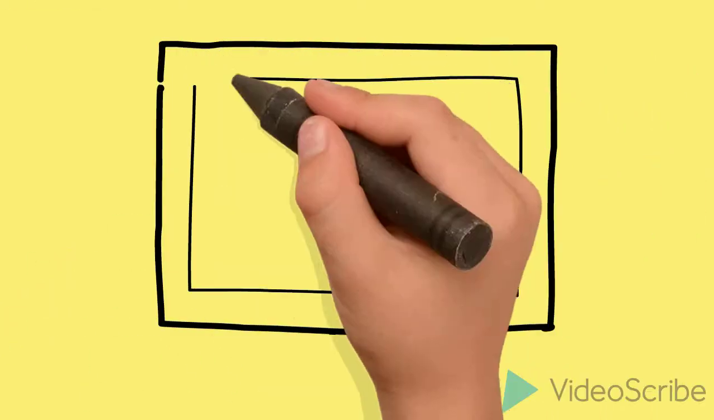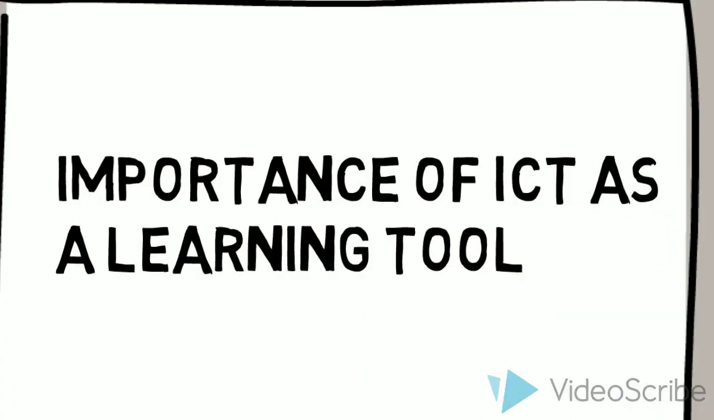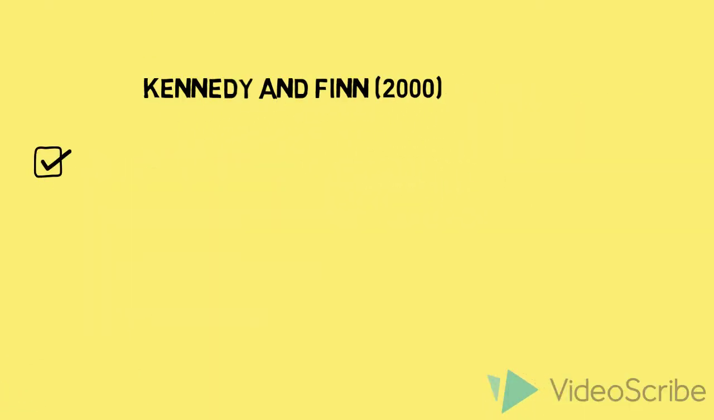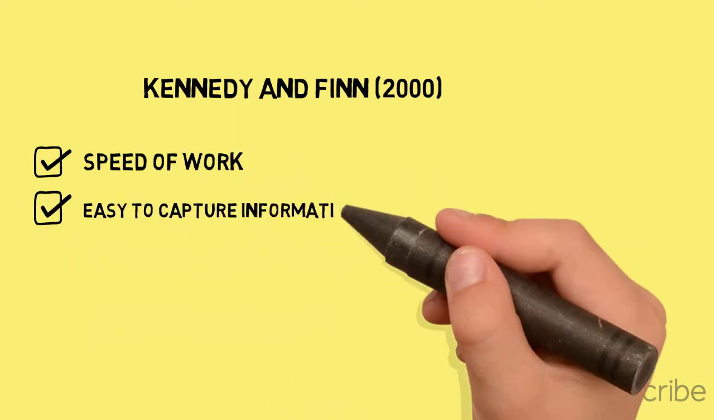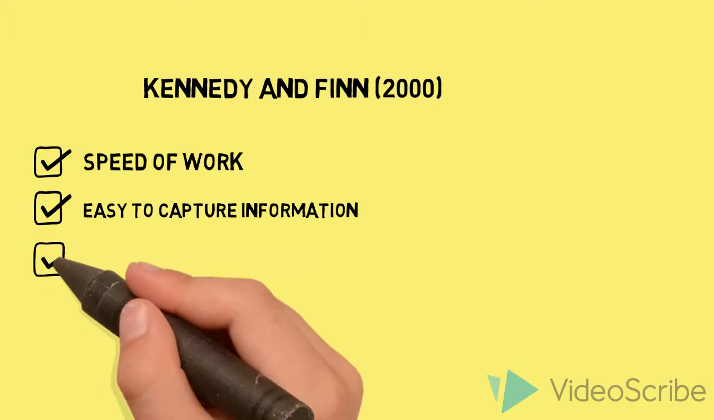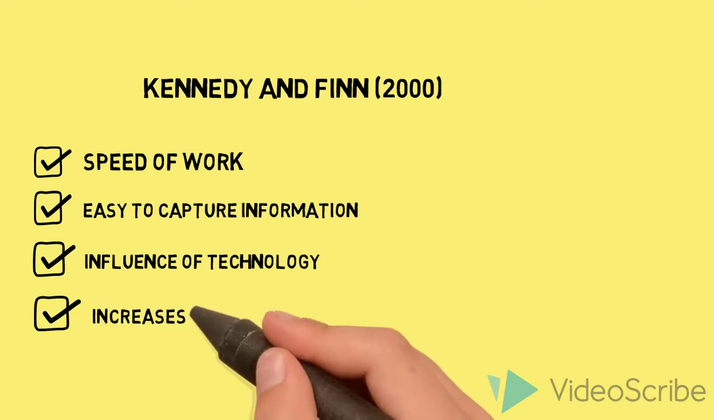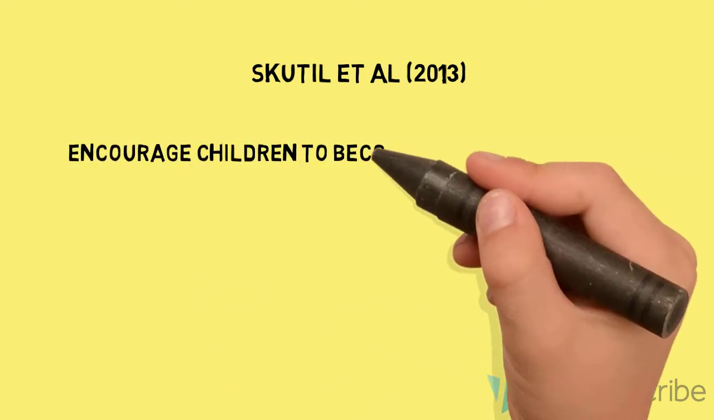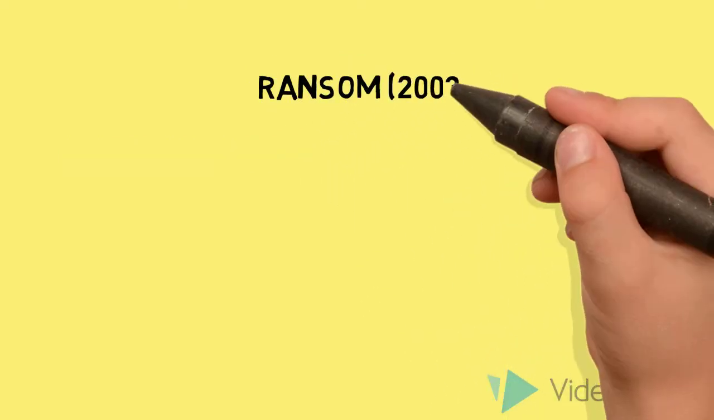As we look at the cross-curricular teaching of maths and science in the classroom, it is almost impossible to leave out the importance of ICT as a learning tool. In 2000, Kennedy and Finn summed up some of the benefits of using ICT. It increases the speed of work, makes information easier to capture, gives children a better appreciation of what technology has influenced in their world, and therefore increases their interest. With their interest increasing, Scrimshaw et al. 2003 suggested that ICT can encourage children to become an active participant in their learning, as it can allow the outside world to become a part of their learning process.